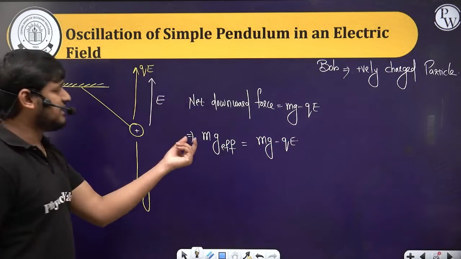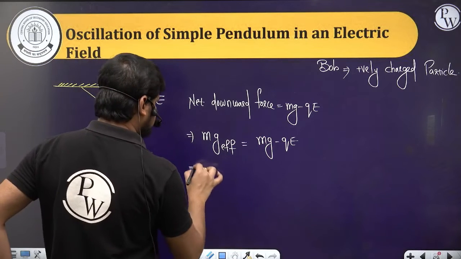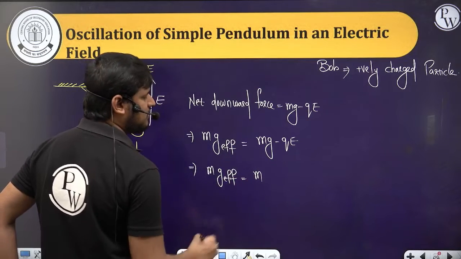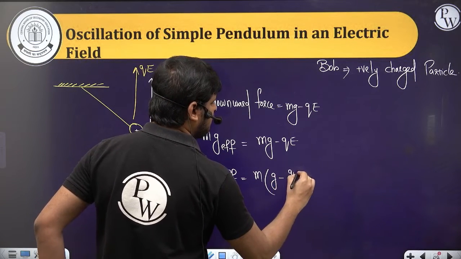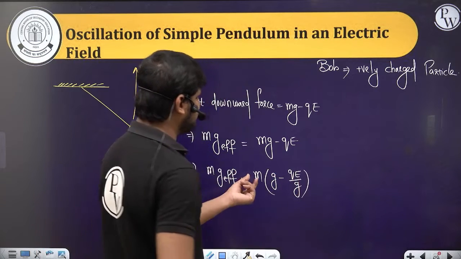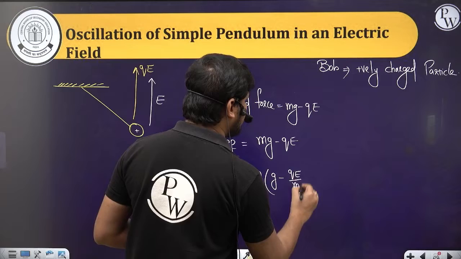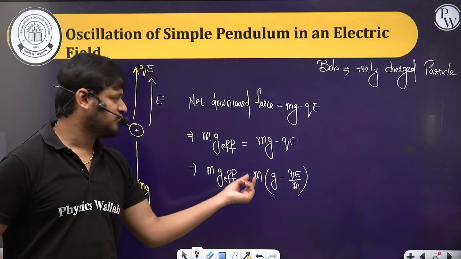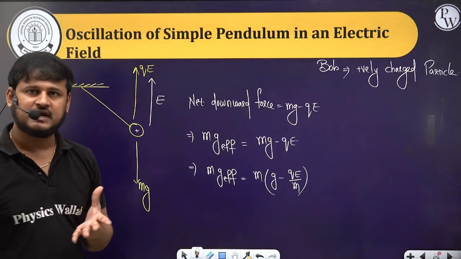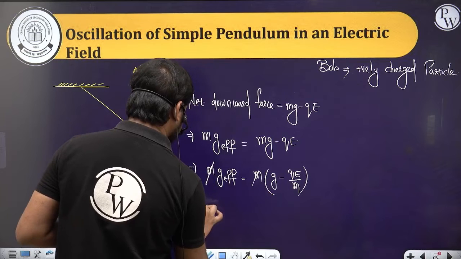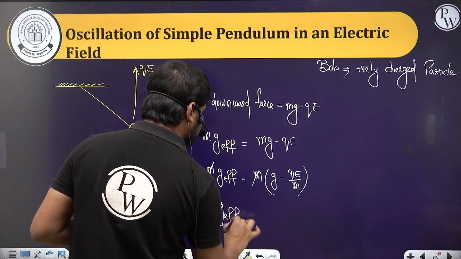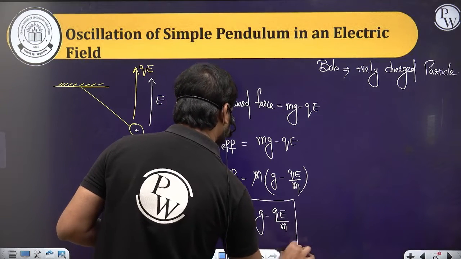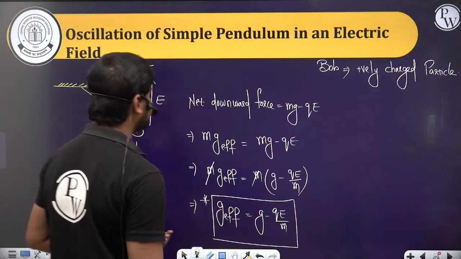Let me cancel the mass part. Take m common: m into g effective is equal to m times g, and QE by m is left. There is no mass term in it, so m gets cancelled. The g effective will be equal to g minus QE by m. This is g effective.